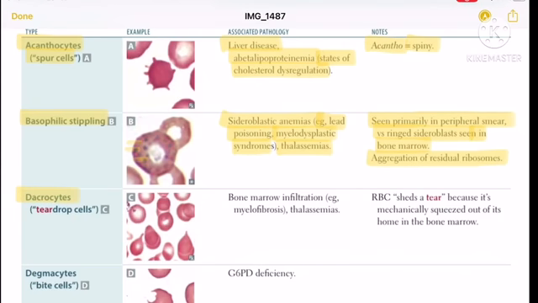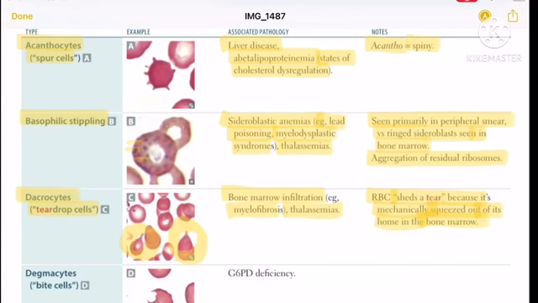And the next one is dacrocytes. Dacryo means tear, so these are teardrop cells. The RBCs appear like a teardrop, as you can see here and here as well. So these are the dacrocytes. We see dacrocytes in bone marrow infiltration, for example myelofibrosis and thalassemia. You can say the RBC sheds a tear because it appears like a tear, as it is mechanically squeezed out of the bone marrow.